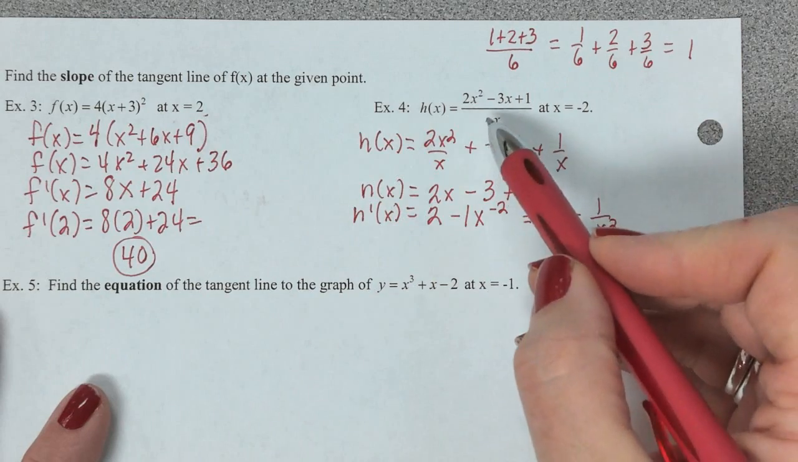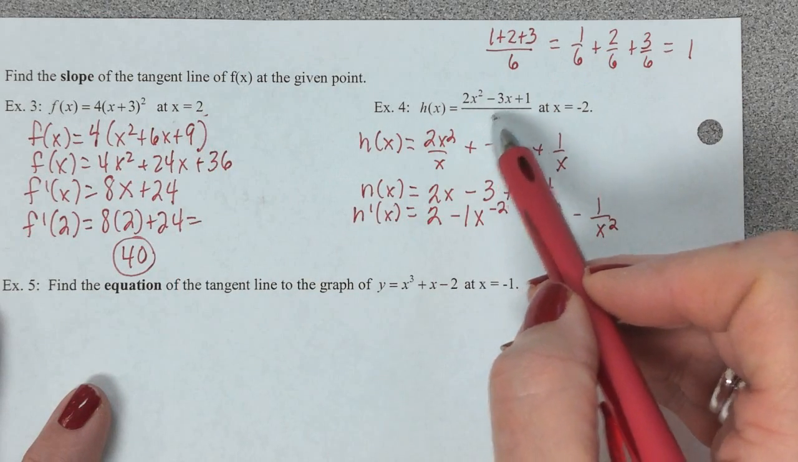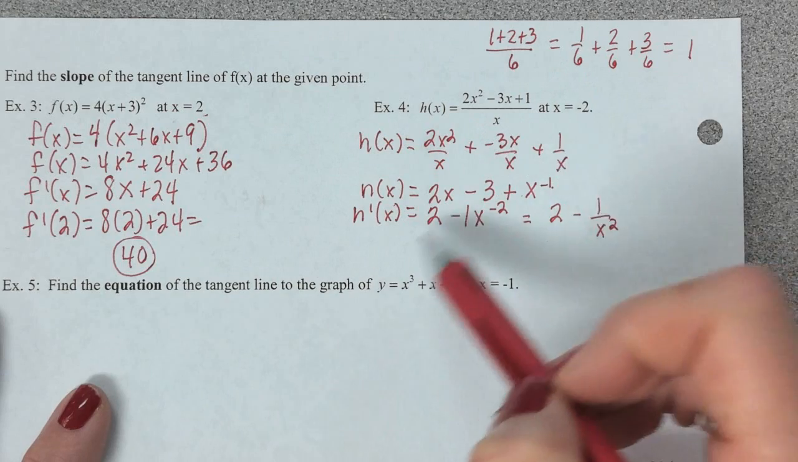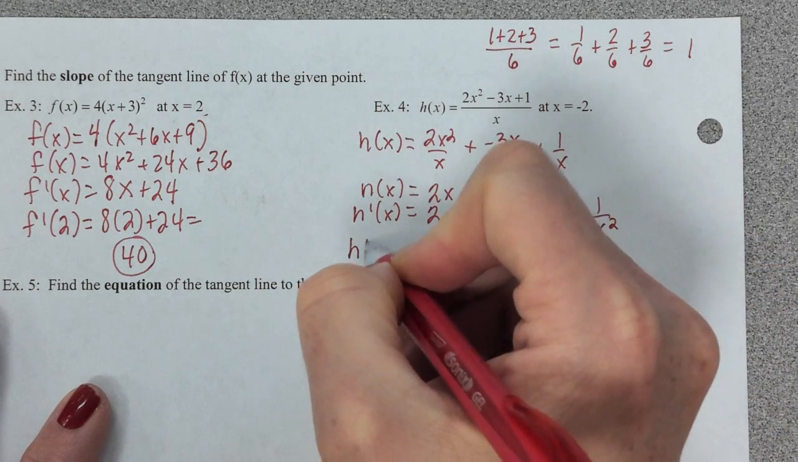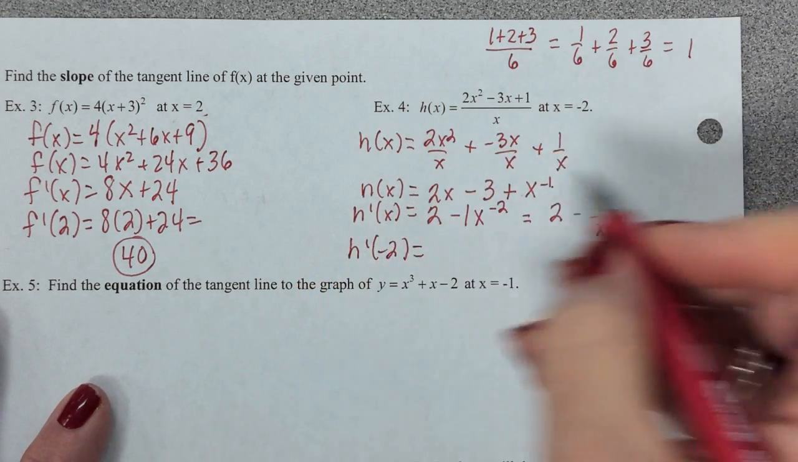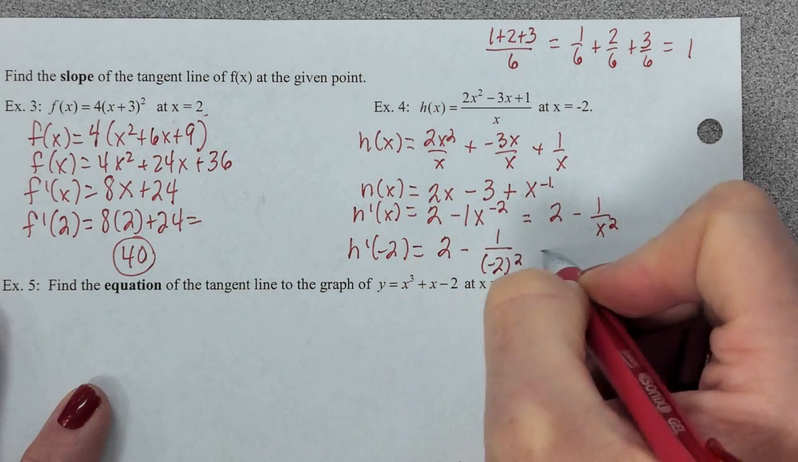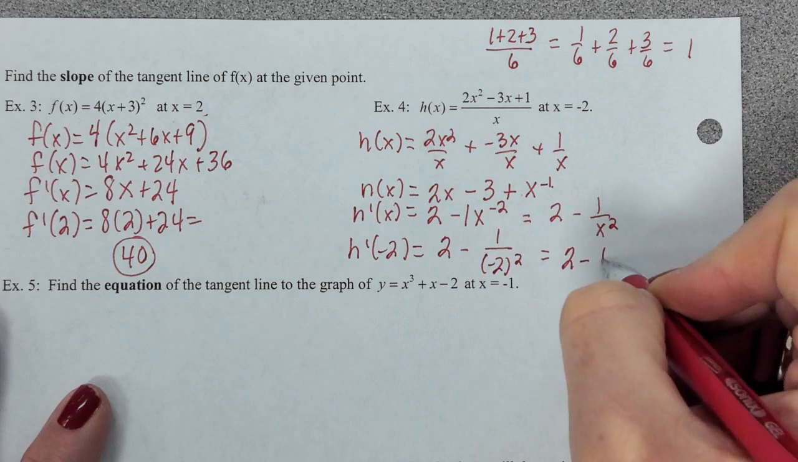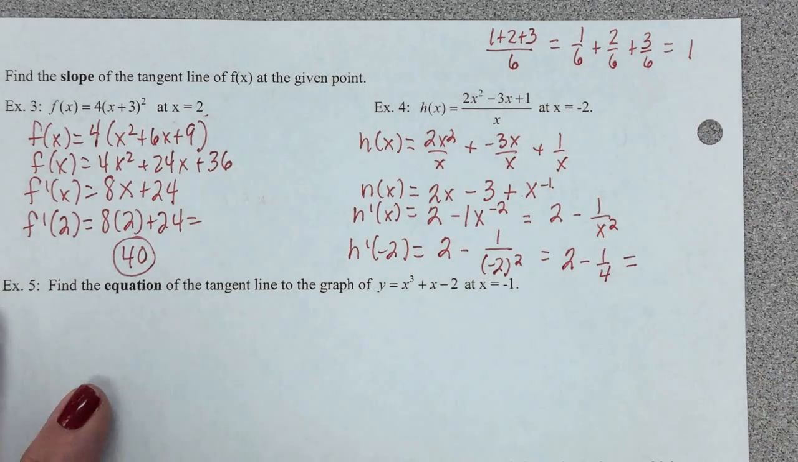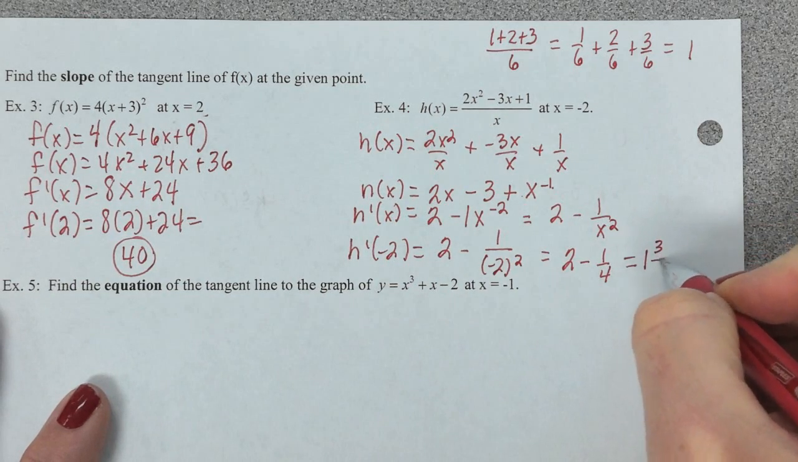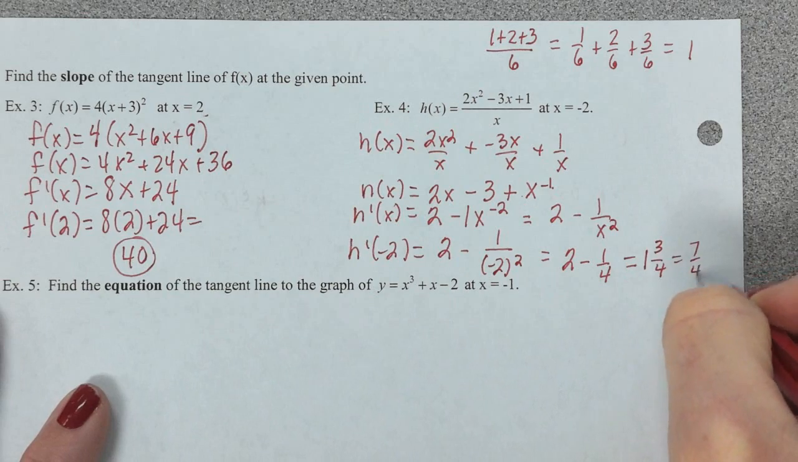But look at what the question's asking. Find the slope of the tangent line to this curve at x equals negative 2. So now we would have to plug in negative 2. So we're going to have 2 minus 1 over negative 2 squared. That's 2 minus 1/4. What is 2 minus 1/4? 7/4 or 1 and 3/4, whichever way you want to write it.